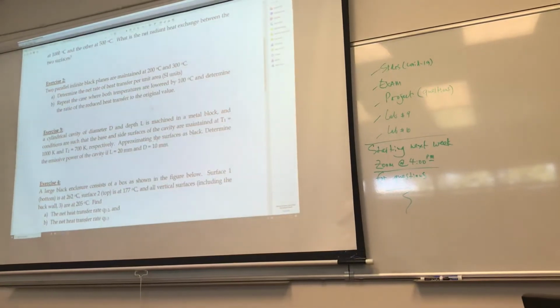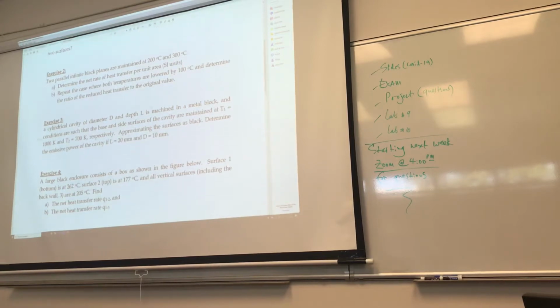Approximating the surfaces as black, determine the emissive power of the cavity. So the emissive power of the cavity, I mean, we're usually talking about a surface that is just one surface that emits, right? But in here, what's really happening? This one is emitting and that one is emitting, right? But I'm only interested in what's coming out of where? Out of the top, what exits the top, okay?